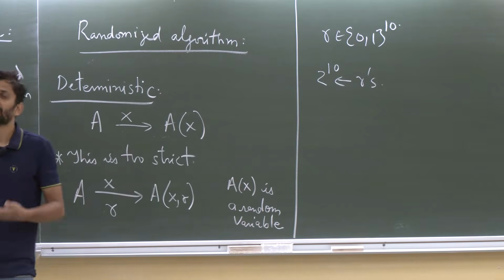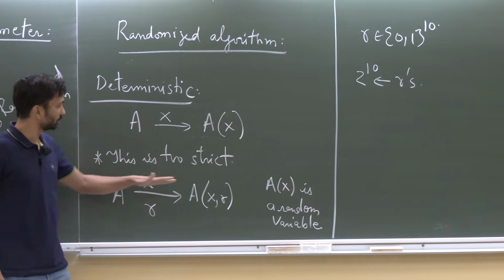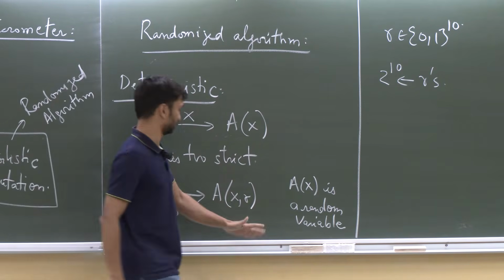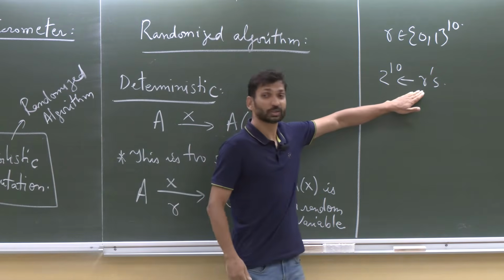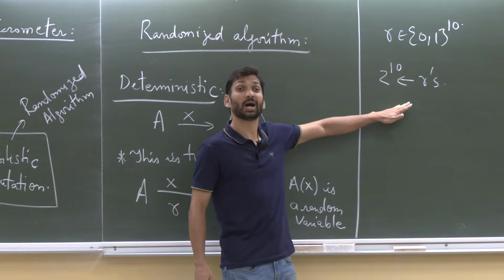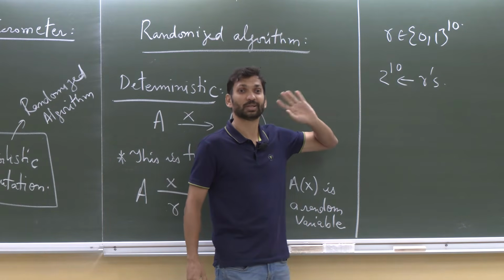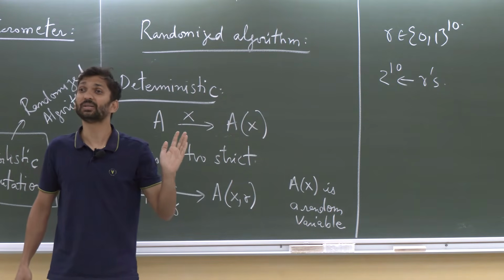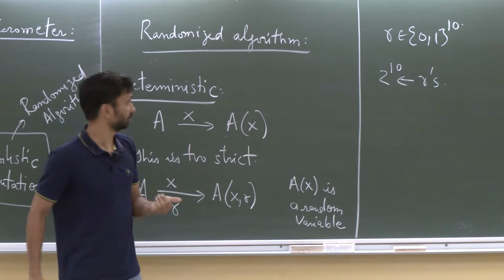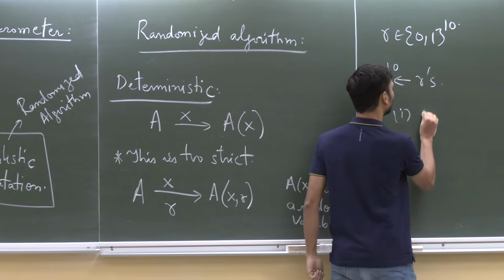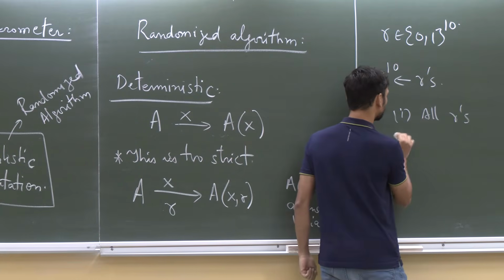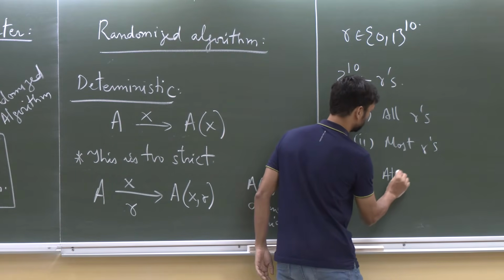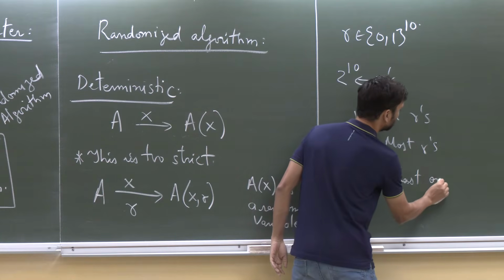I am asking for a particular X. I have a fixed algorithm, fixed X. I say that this algorithm is correct, this randomized algorithm works, if I could say that for all R's I should get the correct answer, for some R's, for most of the R's, for at least one R. You should get the correct answer. Which one should I choose? Okay, so let me write: all R's, most R's, at least one R.